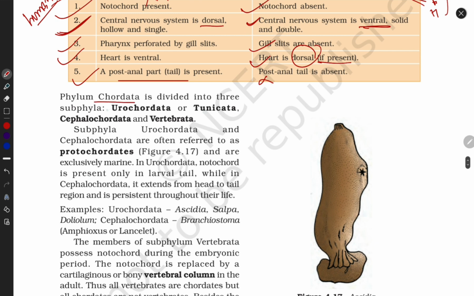Chordates are divided into three parts: Urochordata, which we can also call tunicates, second is Cephalochordata, and third is Vertebrata. We are examples of vertebrates, humans. Okay, let's discuss them one by one.